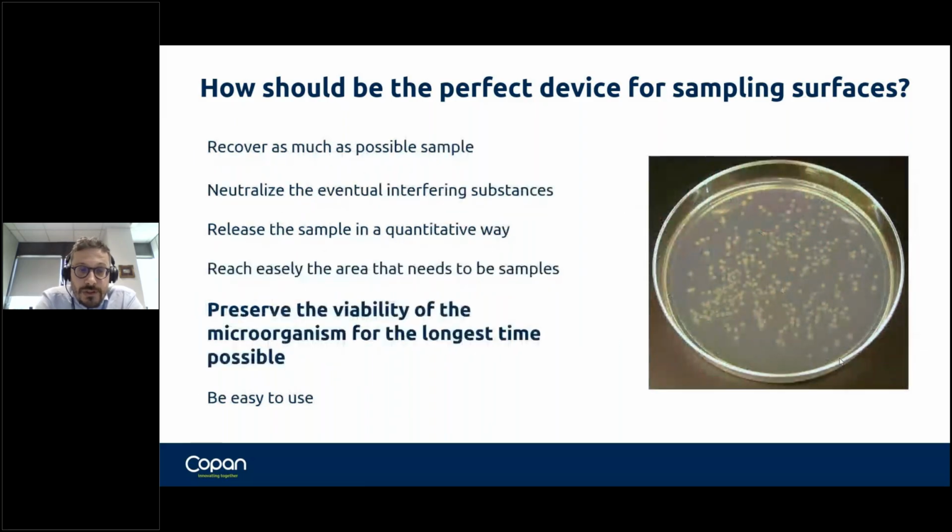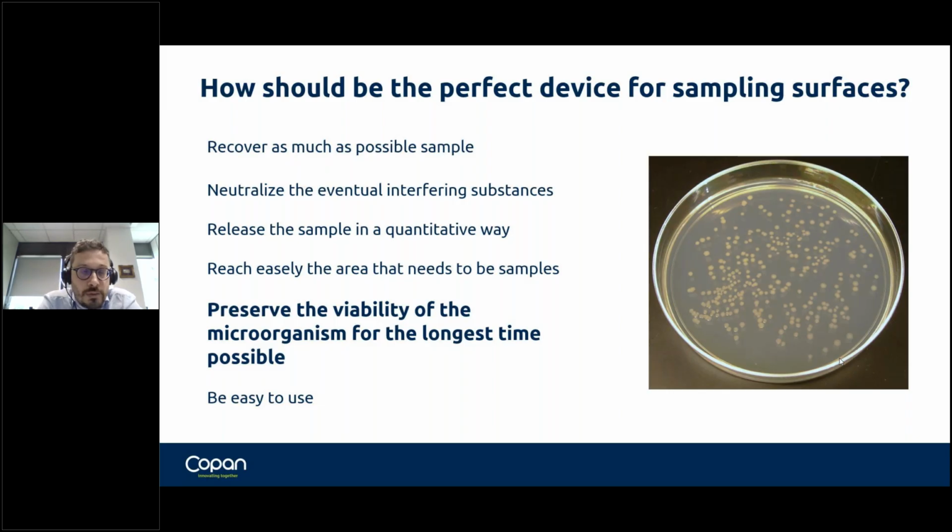I should be able to preserve the viability of the microorganisms, if we talk specifically about microbiological quality assurance, for the longest time possible. So first of all, this device should be able to preserve the viability, full stop. And also, it's very nice to have the viability preserved for the longest time, because we are not necessarily in a situation to streak the sample on the plate or into the enriched broth just after the collection.